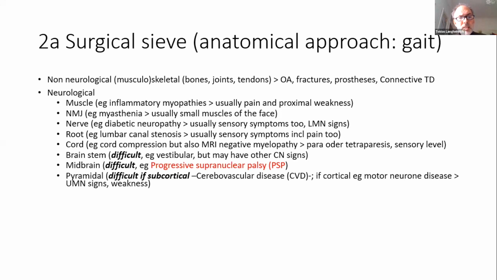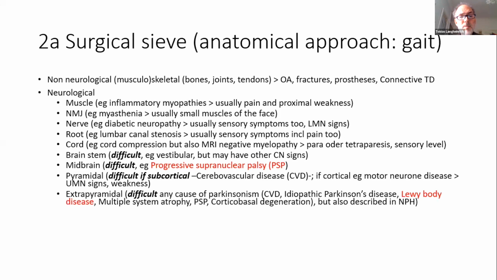Pyramidal system, it is again a difficult differential diagnosis if it's subcortical, for example, cerebrovascular disease. I will in fact not really talk more in detail about cerebrovascular disease, even though this is probably the most important differential diagnosis. But I would even go as far as to say there probably must be an overlap between cerebrovascular disease and normal pressure hydrocephalus. But it's very variable in its presentation and very hard to pin down diagnostically, really. If it's a cortical pyramidal problem, then we talk about motor neuron disease. Usually you can pick that up on examination. People have a mixture of upper and lower motor neuron signs, and they basically become weak.